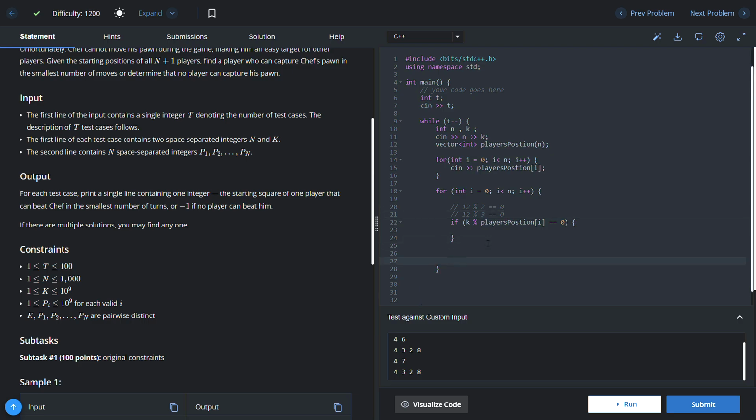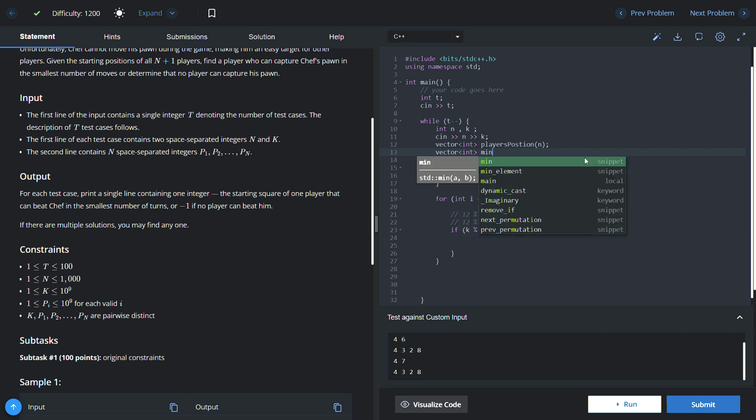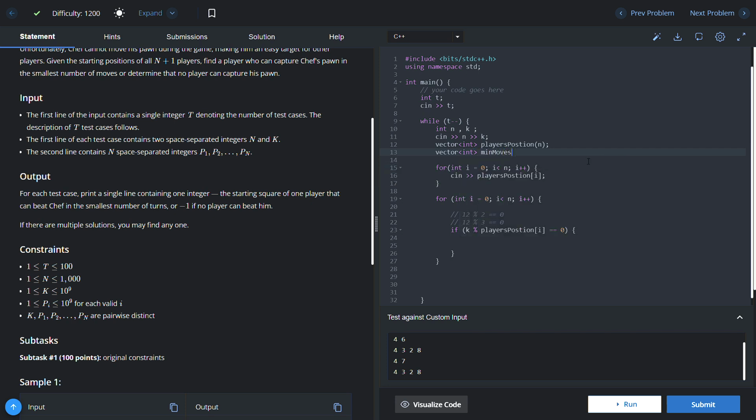And for all other players we do not calculate anything. But next, now we have to find the moves. So we can also find the minimum moves, like we can take a vector of int for min moves. We can take this, right?